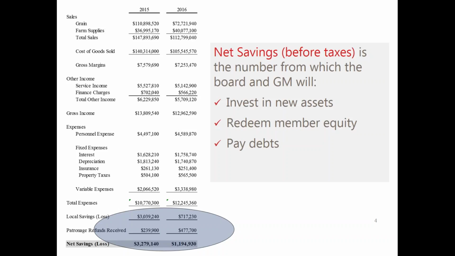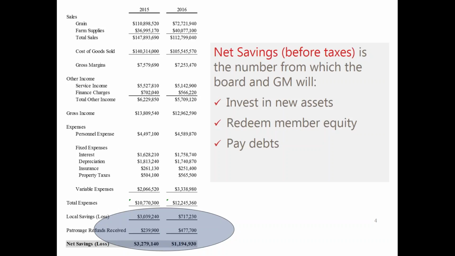And these are before any depreciation, so before DPAD, before bonus depreciation, and before taxes. And what they do with this, and this is where the allocation decision comes in, the board and the general manager will make decisions, along with their auditors of course, annually, of what we're going to do with these net savings. We're either going to invest in new assets, which requires that they stay as equity for that investment.